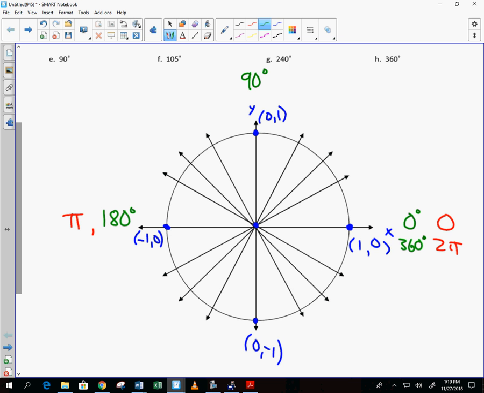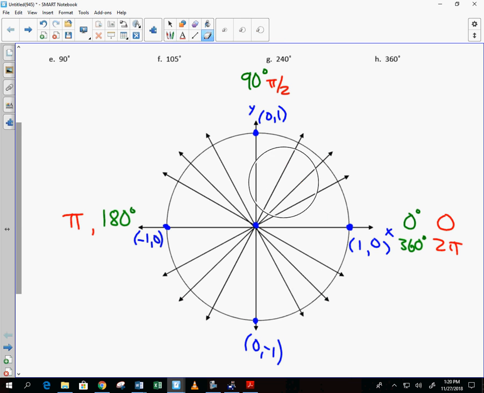How many radians would there be? Half of a pi. And we write that as pi over 2. Are you okay with that? So what we know is this: 90 degrees is pi over 2. Every time you go around 90 degrees, that's pi over 2.